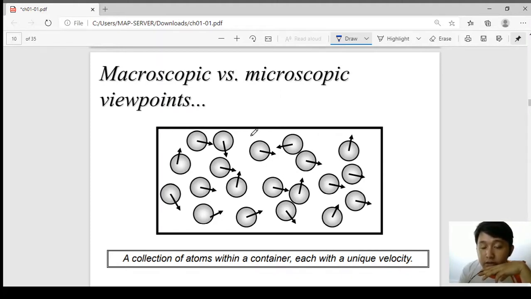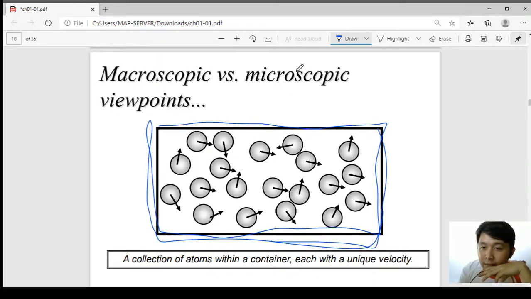In simpler terms, the macroscopic is the whole system itself, and the microscopic is the particles inside. For example, we have different kinds of atoms, each with unique velocity, each with different distances, each with different masses. That is the microscopic. But in mechanical engineering thermodynamics, we do the macroscopic approach. The macroscopic approach is also called classical thermodynamics, while the microscopic approach is called statistical thermodynamics.